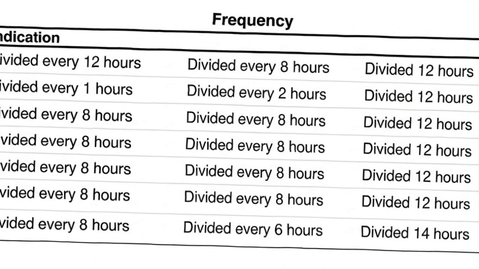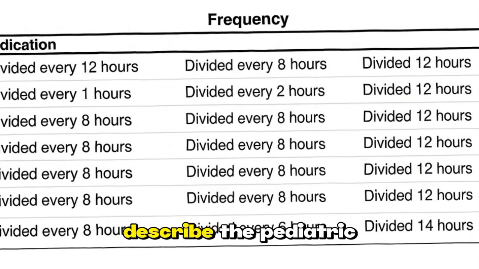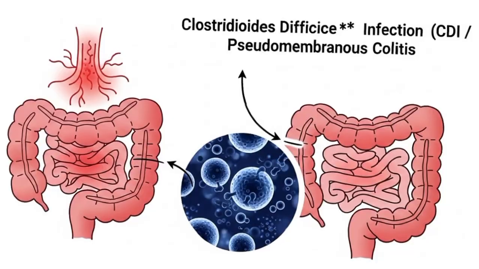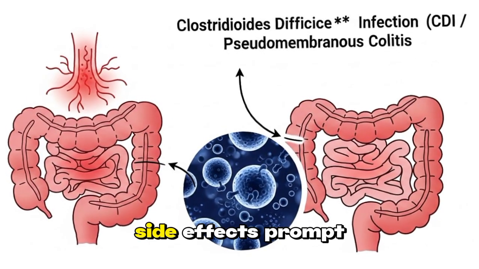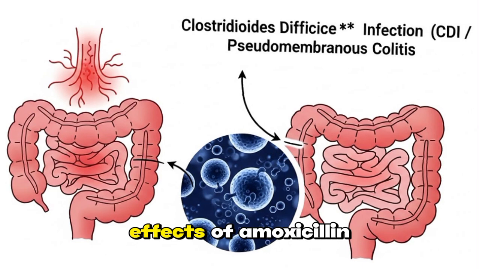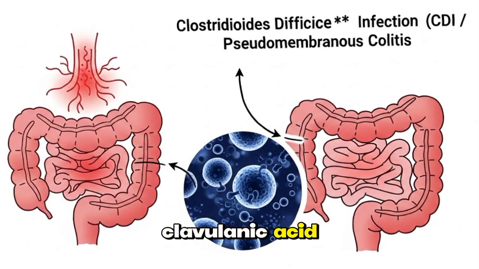8. Pediatric dosage prompt: describe the pediatric dosing guidelines for amoxicillin, clavulanic acid. 9. Side effects prompt: write a detailed paragraph about the common and serious side effects of amoxicillin, clavulanic acid.